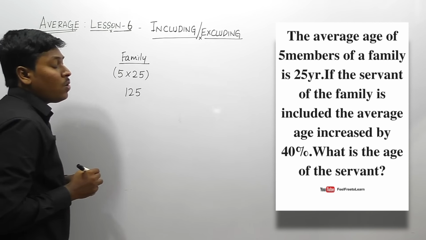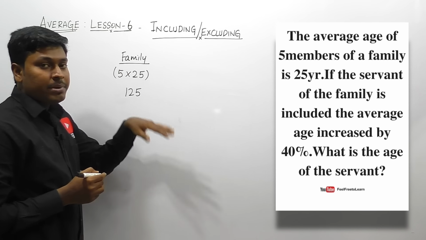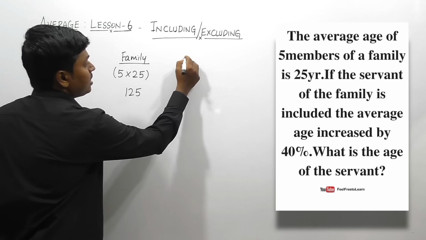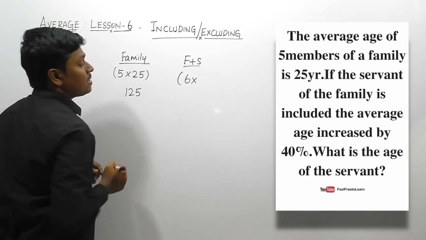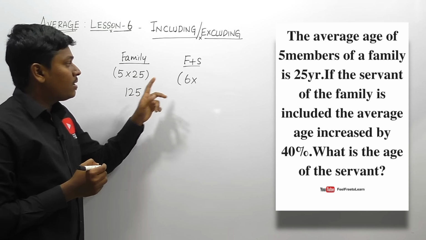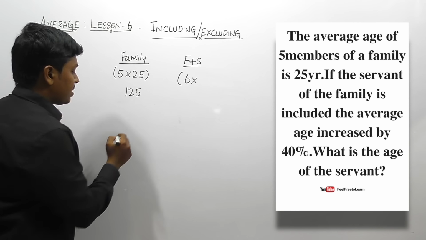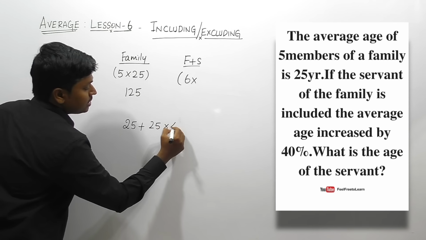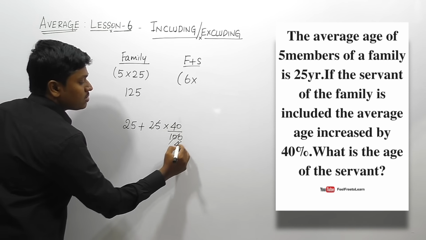Okay. Now the servant is added to the family. The average age is increased by 40%. Already there are 5 members in the family. If the servant is included, we can say that there are 6 members in the family because a servant is included. Now there are 6 members and the average is increased by 40%, friends. Already the average is 25, right? Now it is increased by 40%, that is 40 divided by 100.